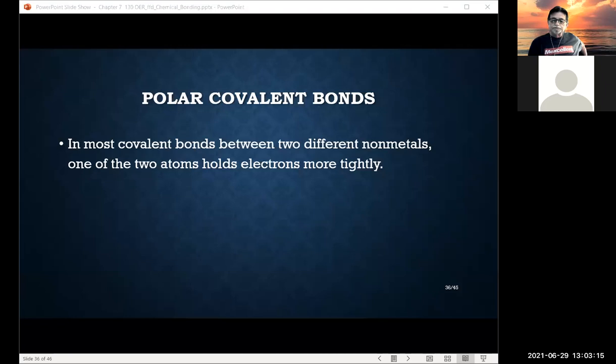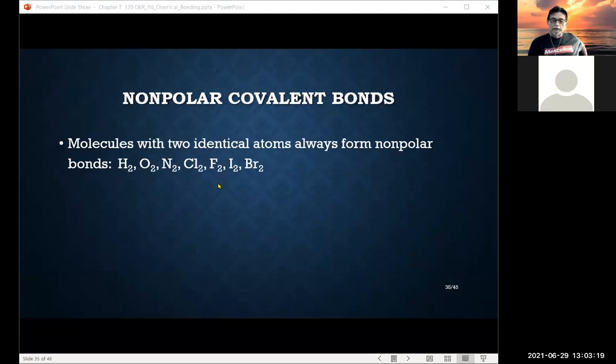Chapter 7. Let me share the screen. We were beginning to talk about bonds, polar bonds and non-polar bonds with respect to covalent bonds. Remember, ionic bonds is a combination of a metal and a non-metal. That's important. You've got to get that concept: a metal and a non-metal.